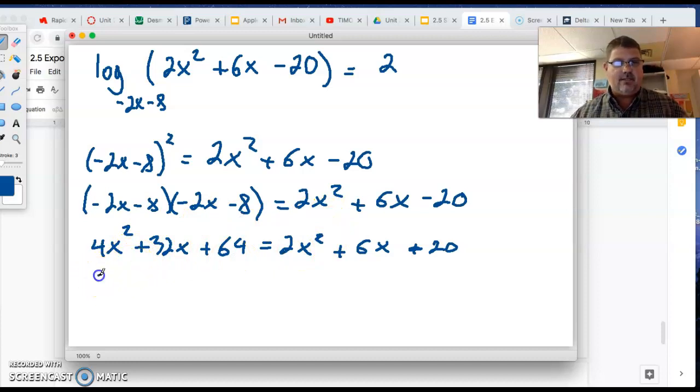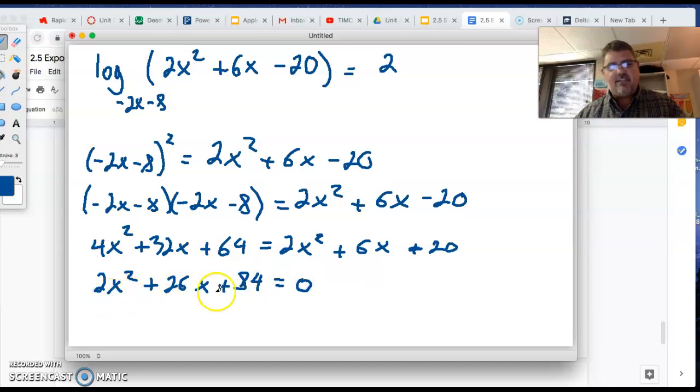All right, now I'm going to move everything to this left-hand side because it'll keep me positive. And I'm going to get 2x squared and 26x, and I'm going to add this over and we get plus 84 because that's a negative 20. I almost fell for that where I goofed it up. Got to be careful, that kind of stuff.